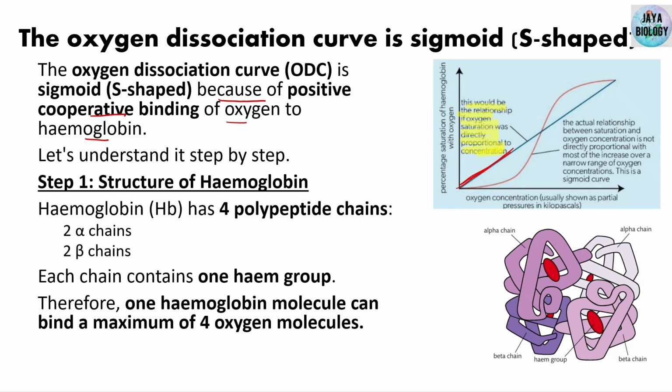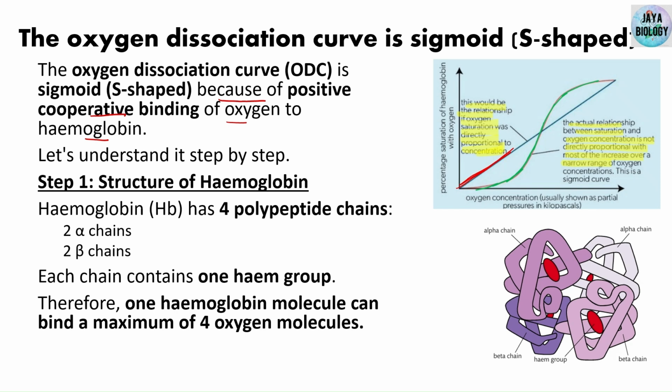Clear? This one. But we know the oxygen dissociation curve is not a straight line, it is sigmoid. Please focus on this diagram, I am using green color. It is sigmoid because the relationship between saturation and oxygen concentration is not directly proportional. It is actual cooperative binding, because of which it can take the oxygen very easily and it can lose the oxygen also very easily. So the actual relationship between saturation and oxygen concentration is not directly proportional, with most of the increase over a narrow range of oxygen concentration, and we get a sigmoid curve.